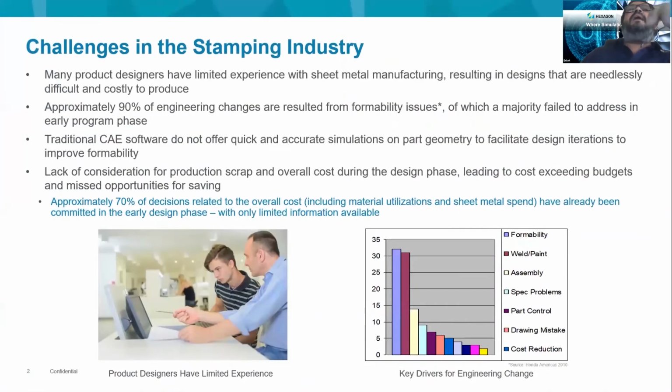So friends, why are we discussing the challenges in the sheet metal and in the stamping industry? A survey was conducted by Honda Americas, and this survey led to a study which concluded that 33% of rejection, rework, and challenges in the metal forming industry are happening because of formability. So quality is one of the biggest issues in sheet metal parts, followed only by welding and painting. And therefore, this is a major discussion topic.